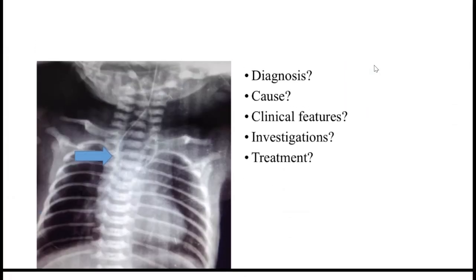What is this? This is the X-ray of a child, and see this is the Ryle's tube. The Ryle's tube is put, but it is coiled and comes back into the mouth, so we are unable to put a Ryle's tube. So this could be due to a tracheoesophageal fistula. The cause is that it is a congenital anomaly.